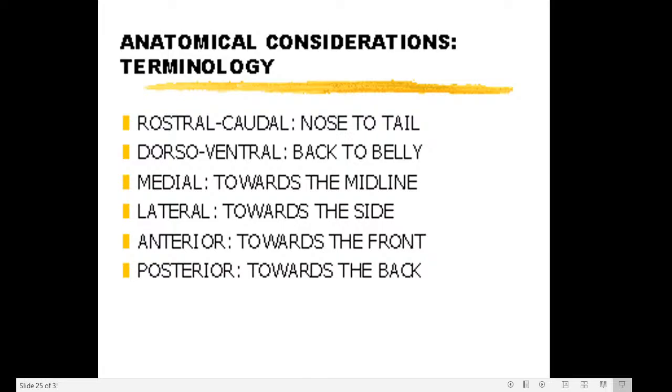If they mention caudal, it means nose to tail. If they explain the path as ventral, it means back to belly. Medial is towards the median, lateral is towards the side, anterior is towards the front, and posterior is towards the back.